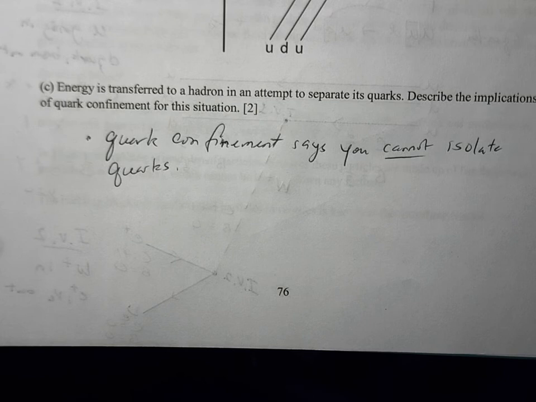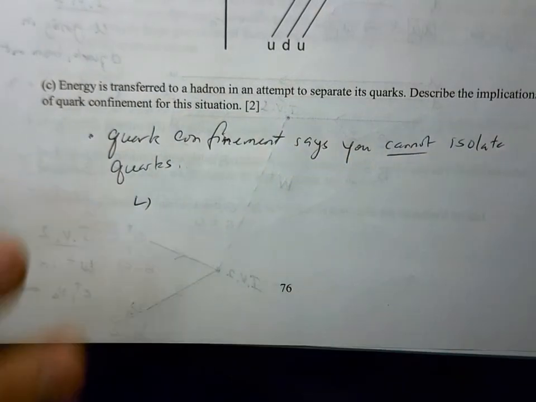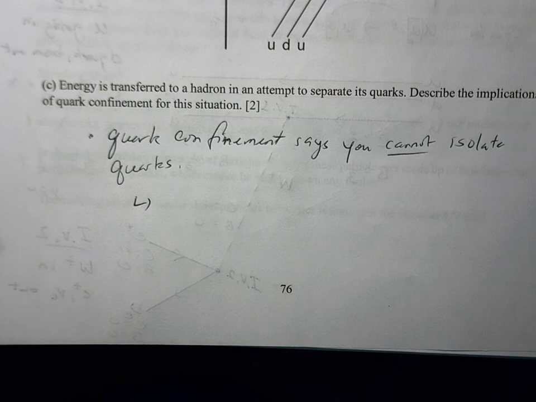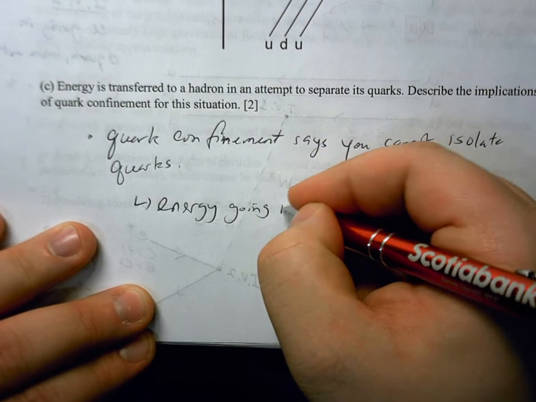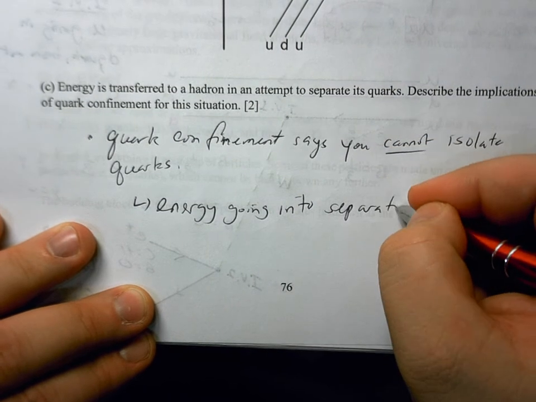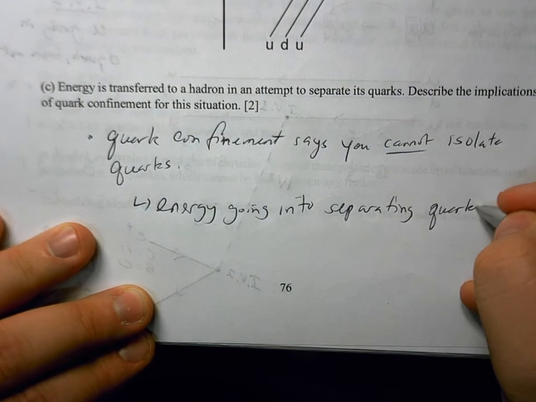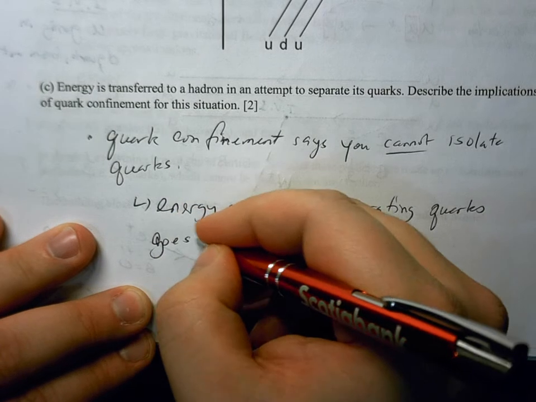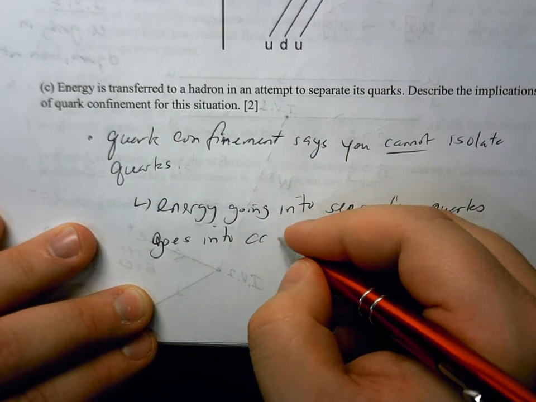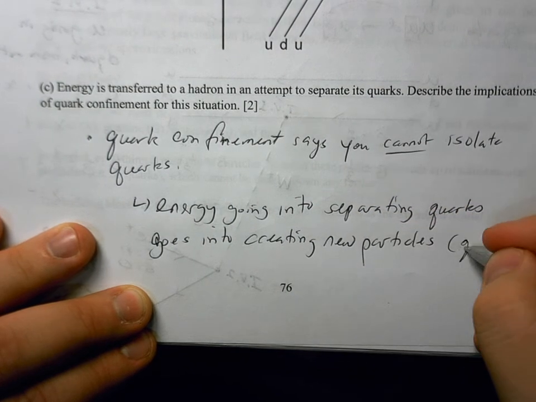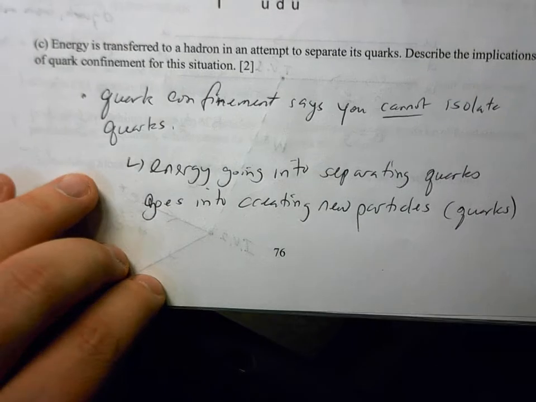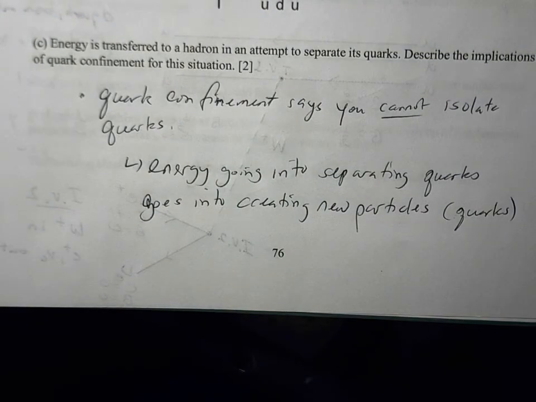And the reason for this, we want to explain why this is. It's just because the energy used to separate quarks goes into creating new quarks. So the energy going into separating quarks goes into creating new particles via new quarks.